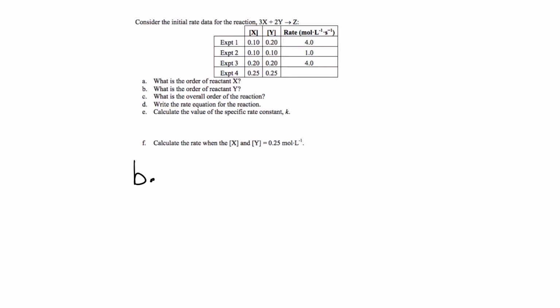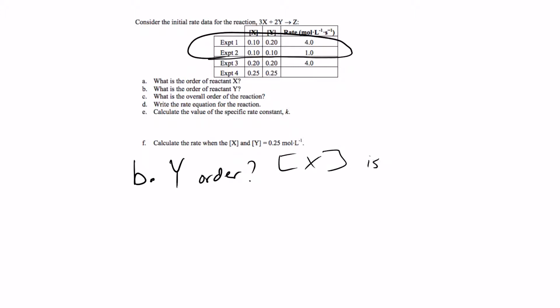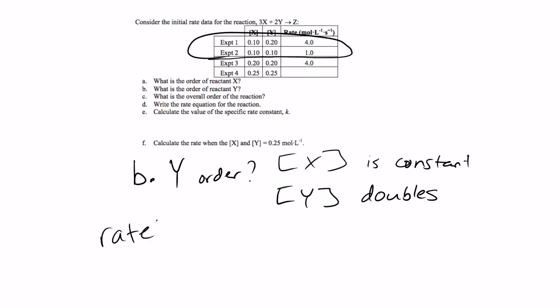For B, what is the order of reactant Y? So now we are going to do a very similar process to what we did in A. This time though, we're going to choose two experiments where Y is changing and X is constant. So experiment 1 compared to experiment 2, X has a concentration of 0.1 for both those experiments, whereas Y is doubling when you compare 2 to 1. Then you look at the rate and see what happened in the rate.